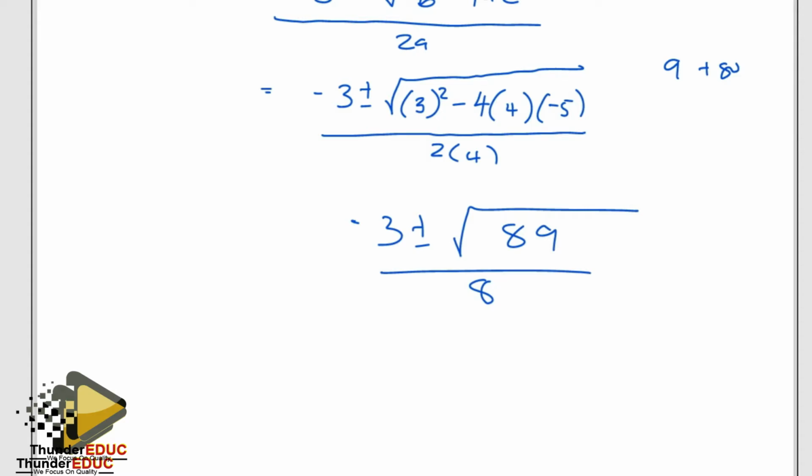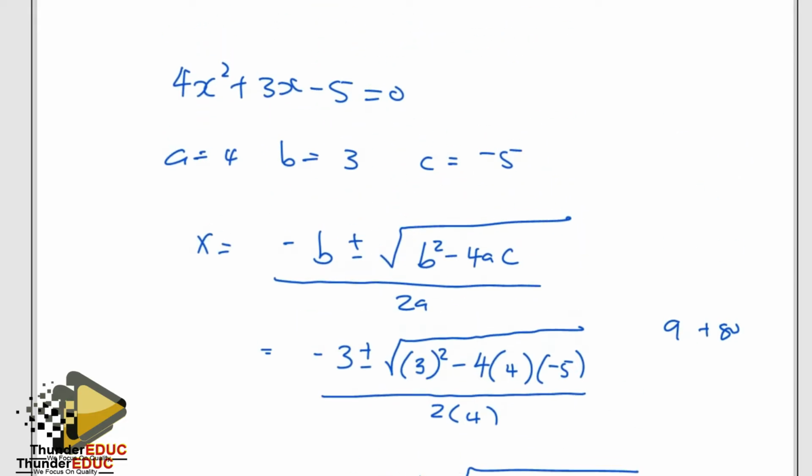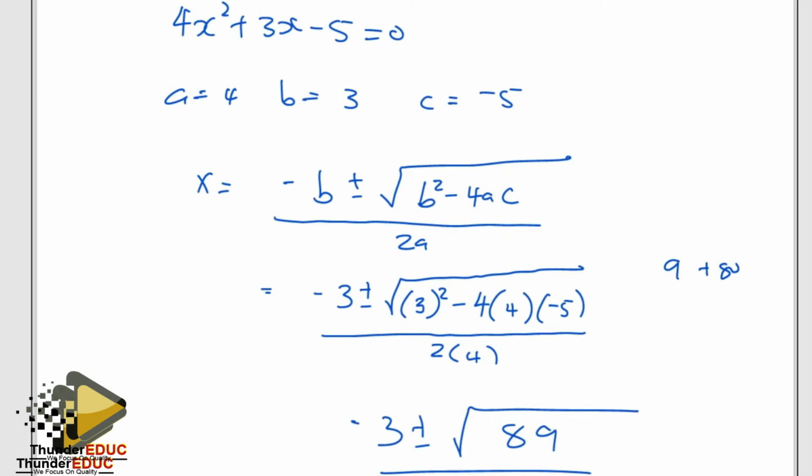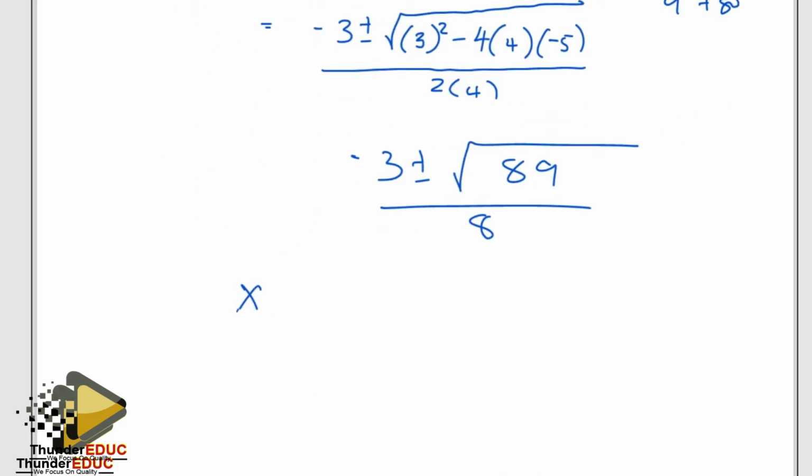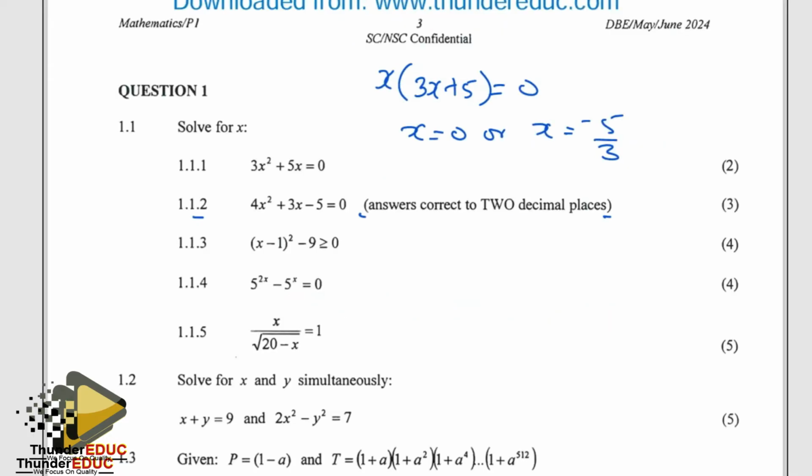Okay. So when I punch this into my calculator, let's see. Okay, so I'm ending up with x being a negative 1,55 to 2 decimals, or x is a 0,80. So these are the two answers that I'm getting for that particular sum.